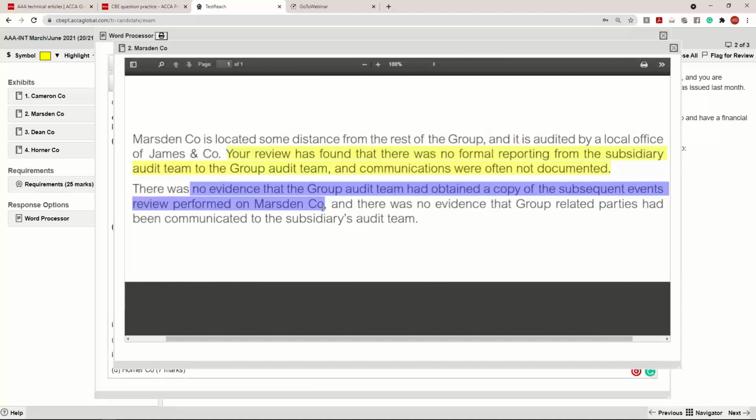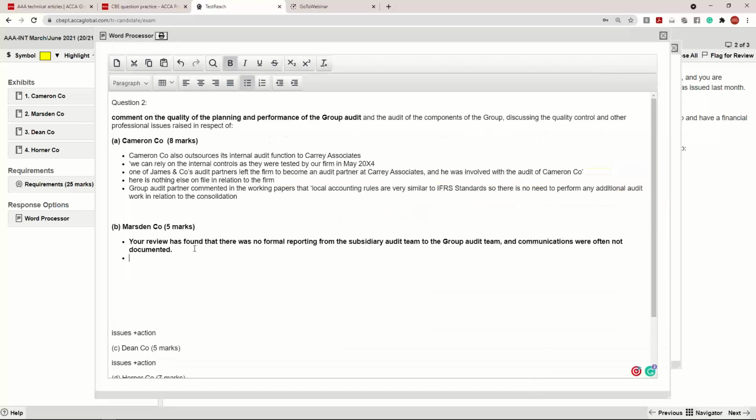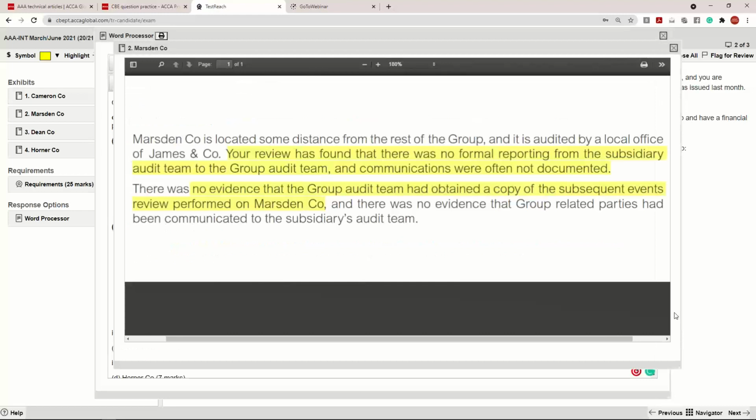Do you understand subsequent event review is so important for every component or every subsidiary of the group? Can the subsequent event impact the consolidated financial statements? So there is no evidence that the group audit team has obtained a copy of the subsequent event review performed by Marston Company. Control C, that's the second issue. And you go back and paste it in your word processor as the second problem. Control V. See how easy computer-based exams are. You can copy, paste, and then develop your point.